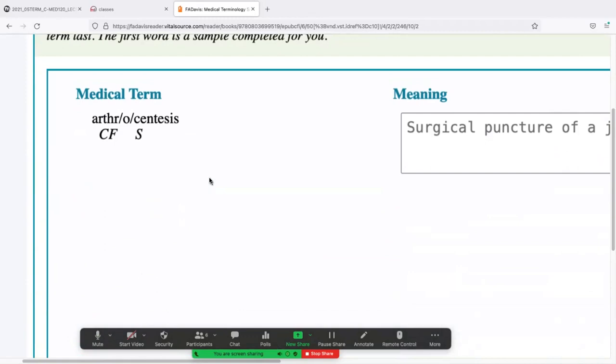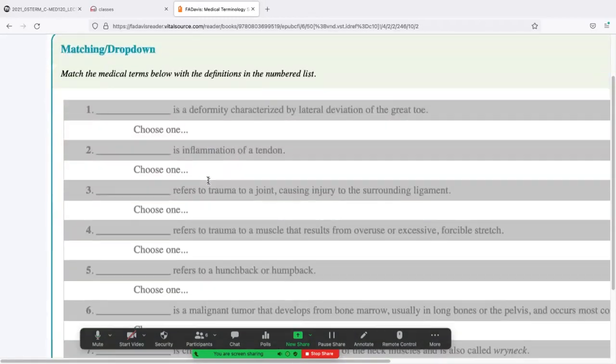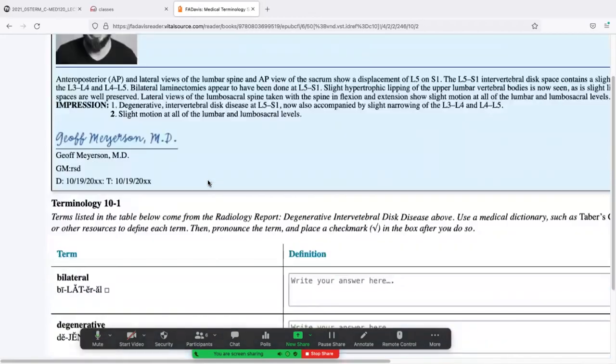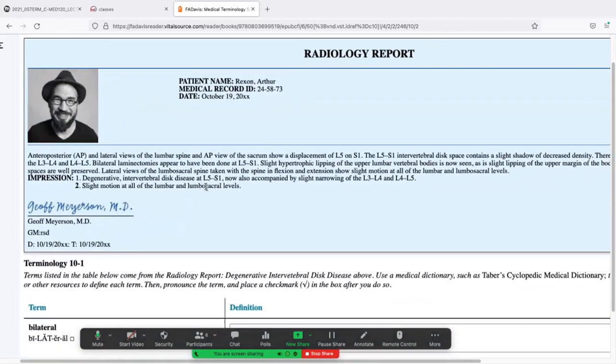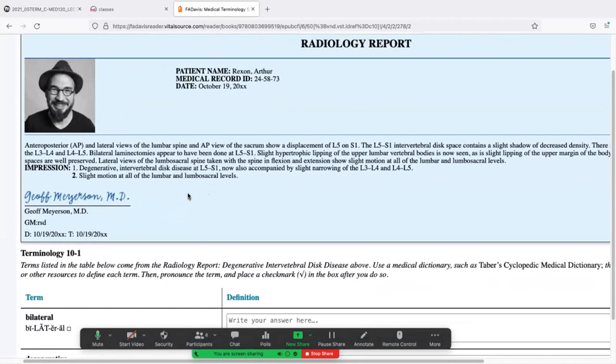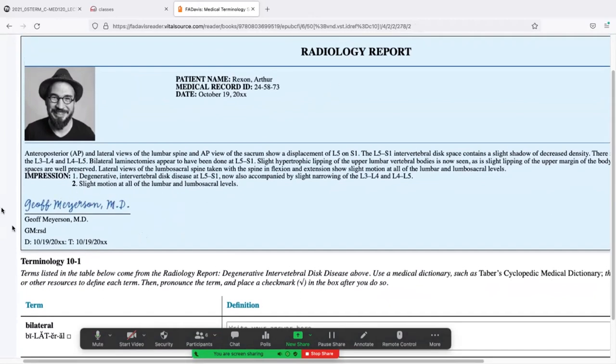Let's jump right to the cases. If you're looking at a case like this, the case of Arthur Rexon, let's say, it looks like a 29-year-old male, seen today by Dr. Meyerson, and it's a radiology report. So who is Dr. Meyerson? He's a radiologist. Could there be more than one Meyerson in the whole hospital? Of course. So when I'm calling for a radiology report, I have to say name, number, date. Yeah, Dr. Meyerson signed off on it, Department of Radiology. Okay.